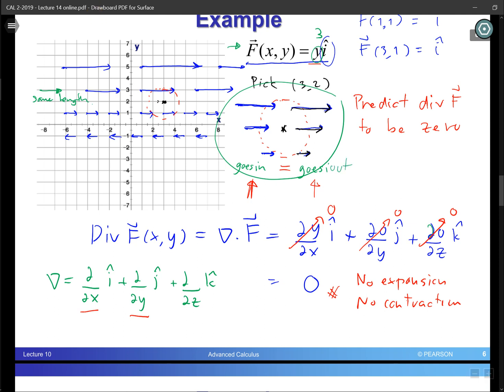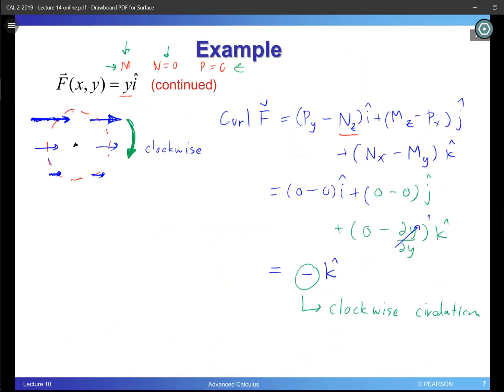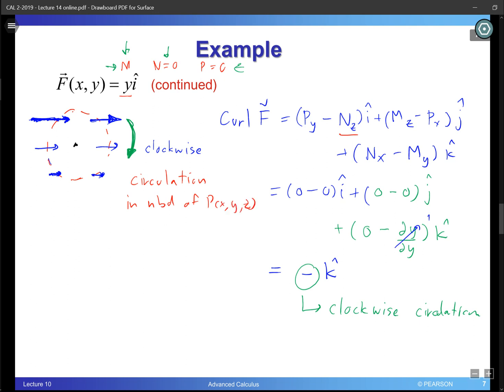Alright, same amount, so it comes out to be 0. And then this example also shows us how the difference in the size of the flow causes the clockwise circulation in the neighborhood of point P.